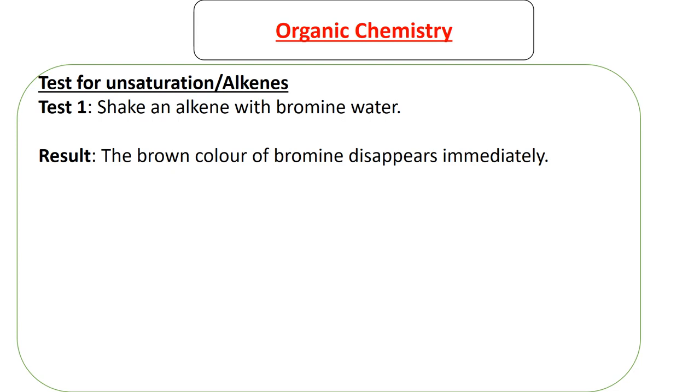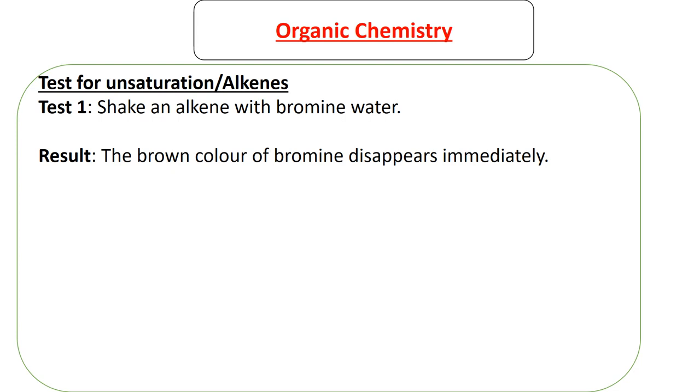If this happens, it means whatever you are shaking with bromine water, whatever you are shaking the hydrocarbon, because when you're doing the test, you don't know if it's an alkene you want to test. So in short, you have to shake the hydrocarbon with bromine water. If the brown color of the bromine water disappears, if the mixture of bromine and water becomes colorless, then it means that hydrocarbon is an alkene.